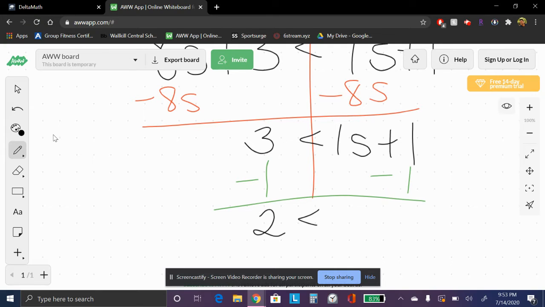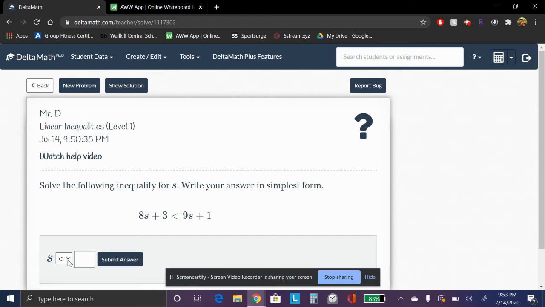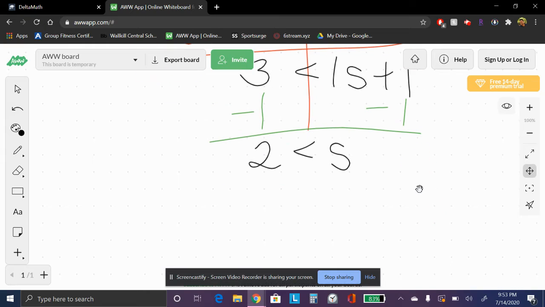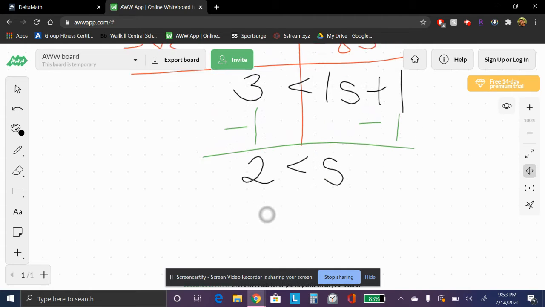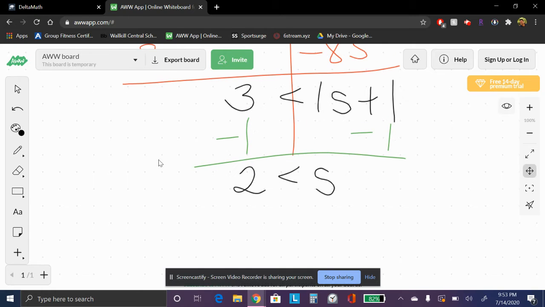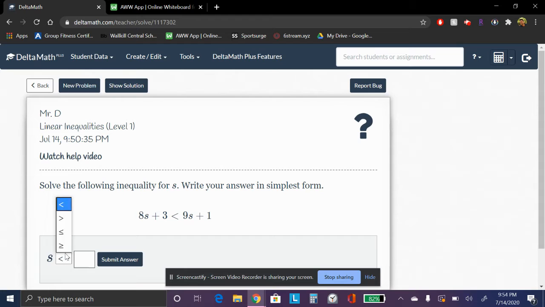2 less than s. Now you've got to be careful, because up here s is in front. So in order to write this another way, this is always going to be pointing to the 2. So another way to write this is s is greater than 2. These two are the same exact thing. This arrow is pointing to the 2 here, and this arrow is pointing to the 2 here. So that's how you would write it.